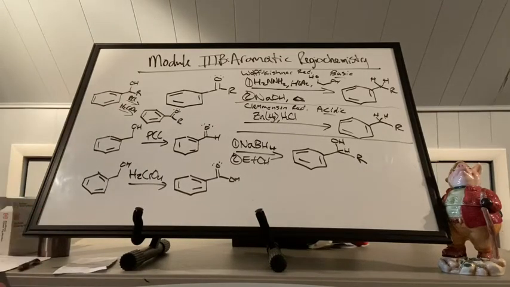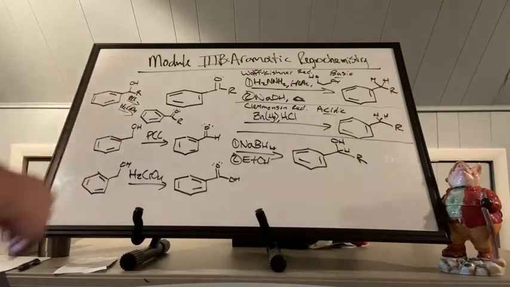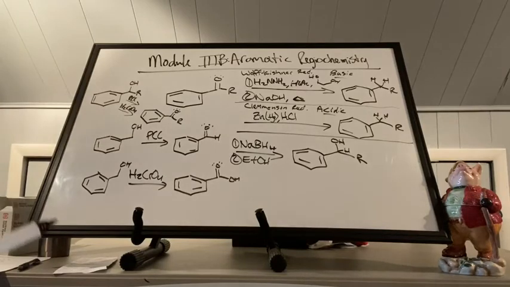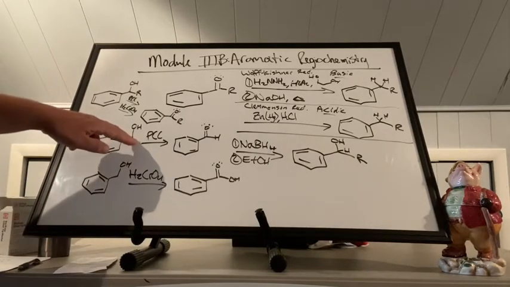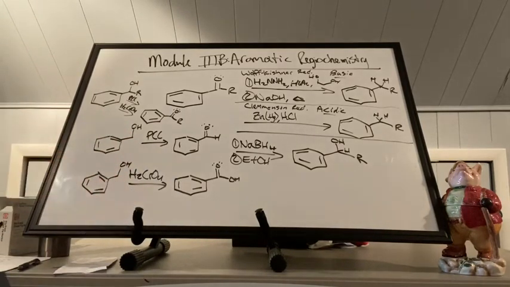You'll see KMnO4 down the line. That's going to be an even stronger oxidizing agent. So I would put that from lowest to highest as PCC, then chromic acid, and then KMnO4 in the presence of base.